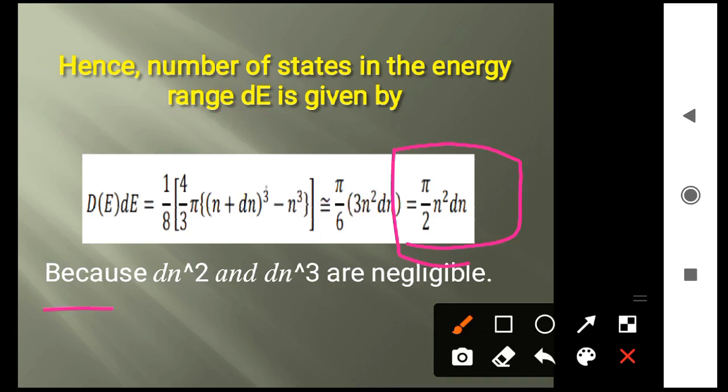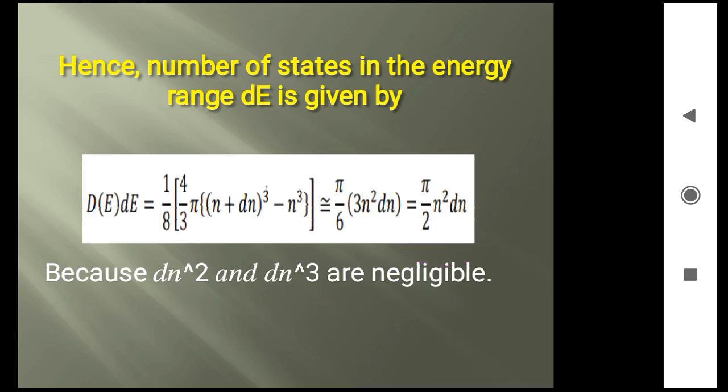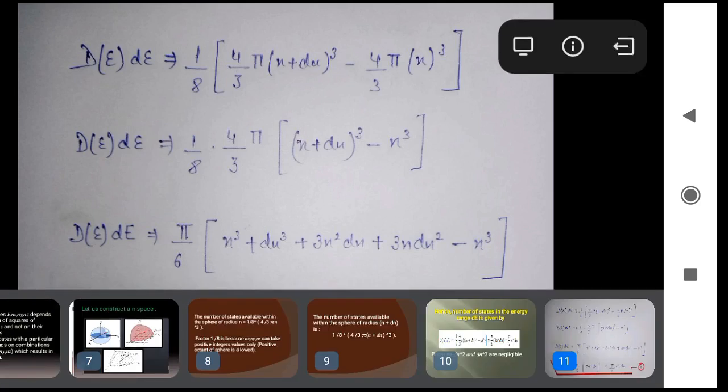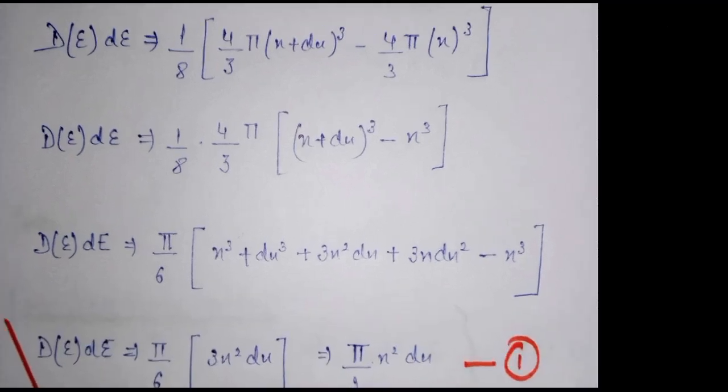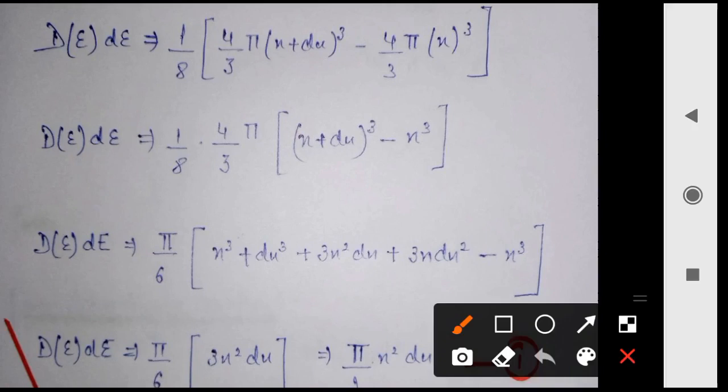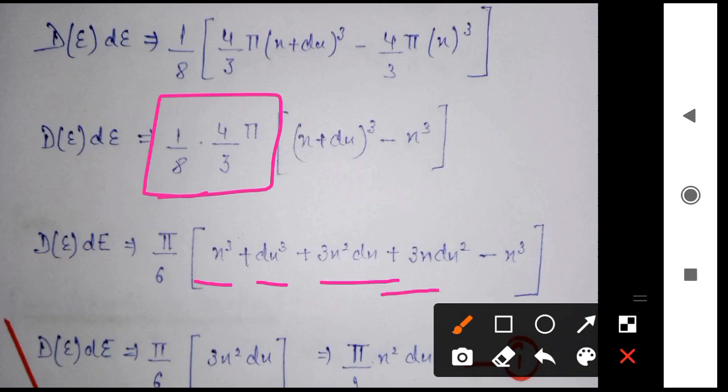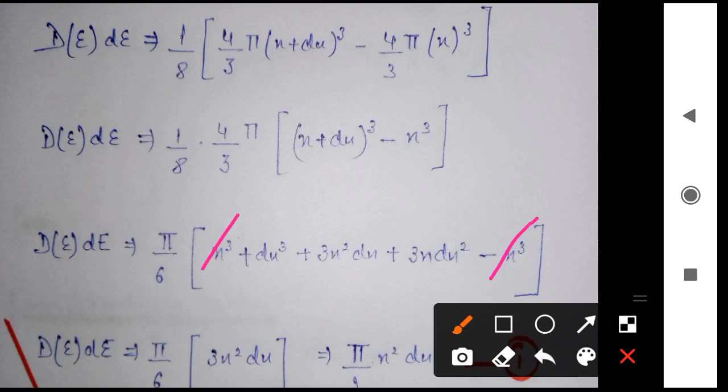By neglecting dn square and dn cube because they are very small. See, this is the solution of dE. 1/8 and 4/3 pi is common from both the equations. (n plus dn) cube minus n cube. What is the formula of (a plus b) whole cube? a cube plus b cube plus 3a square b plus 3ab square. Minus n cube, and n cube gets cancelled out.